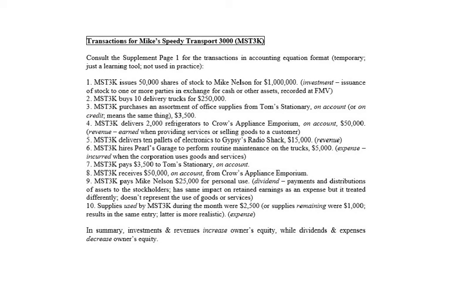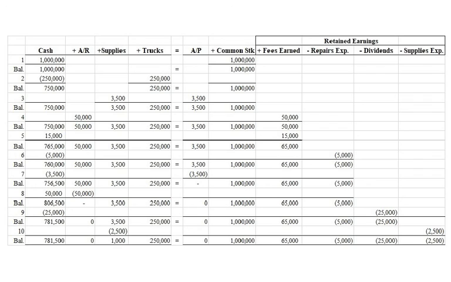Okay, we're going to actually go over some entries for Mike's Beauty Transport 3000, again, in this accounting equation format, which again, I can't emphasize this enough, is a learning tool and is not used in practice. So if it seems clumsy and a little maladroit, it is, because that's not how we actually do accounting in this format. It's just a tool to get acclimated to the accounting equation.